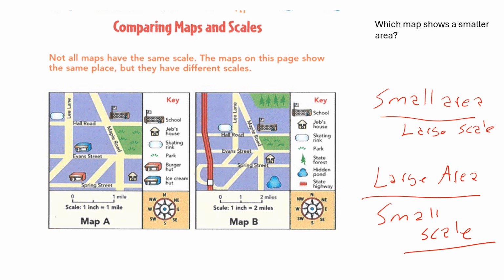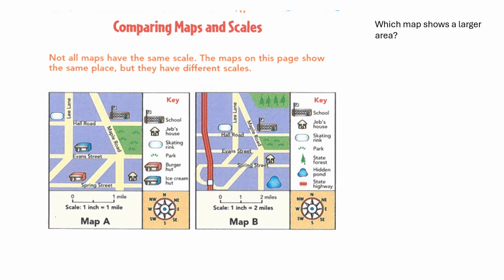All right, next question. Which map shows a larger area? Which is the opposite? Map A or map B? Which one has a larger area? It's showing you more area, a bigger area. There's more on it.